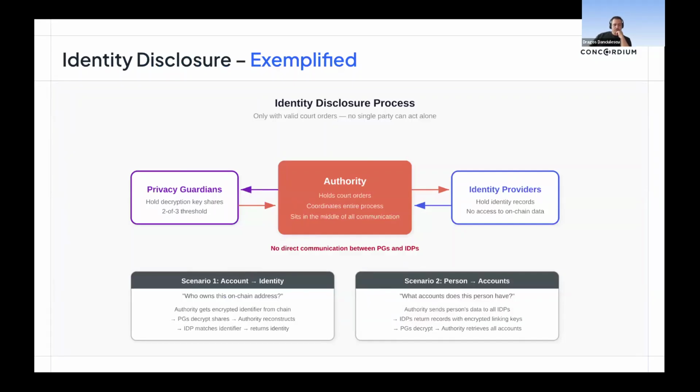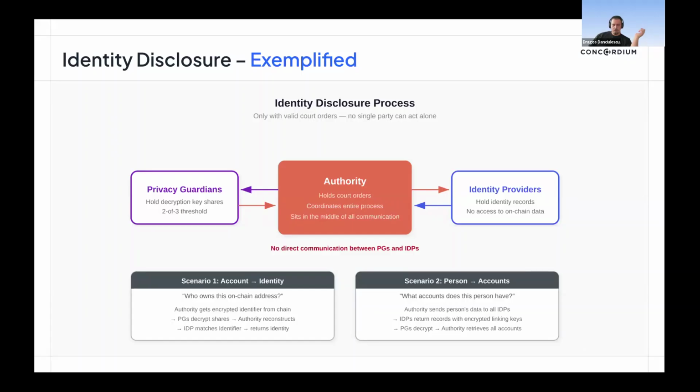Now, the process that I mentioned before for identity disclosure, exemplified. This will happen only with valid court orders, and no single party can act alone. We have the authority that sits in the middle. They will hold court orders and coordinate this entire process. On the left side, we have the privacy guardians. They hold decryption key shares. And on the right side, we have the identity providers, which hold the identity records, but have no access to on-chain data. We have two scenarios here.